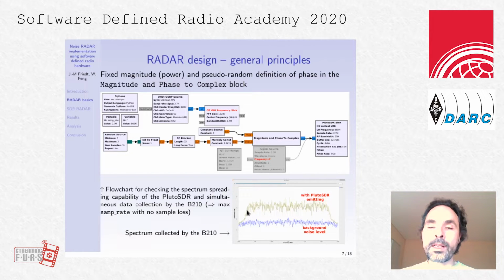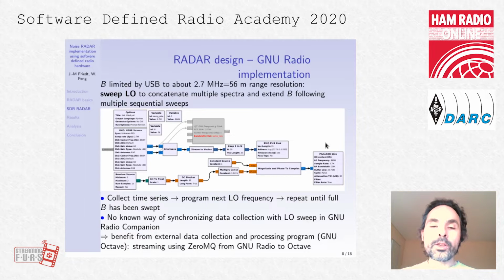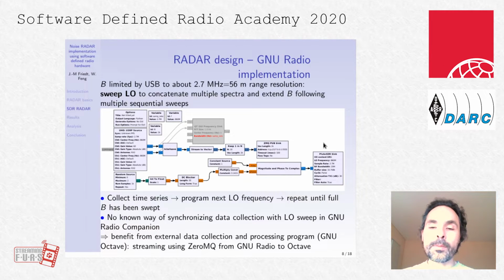Now the spectrum is limited by the communication speed between the laptop and the PlutoSDR, and we saw that we could actually transmit up to 2.7 megahertz. Above this, we had discontinuous spectra, the spectrum was dropping. So 2.7 megahertz is the maximum bandwidth that we can use for spreading the spectrum using this spread spectrum approach. So this is the complete setup, how we do the measurement.